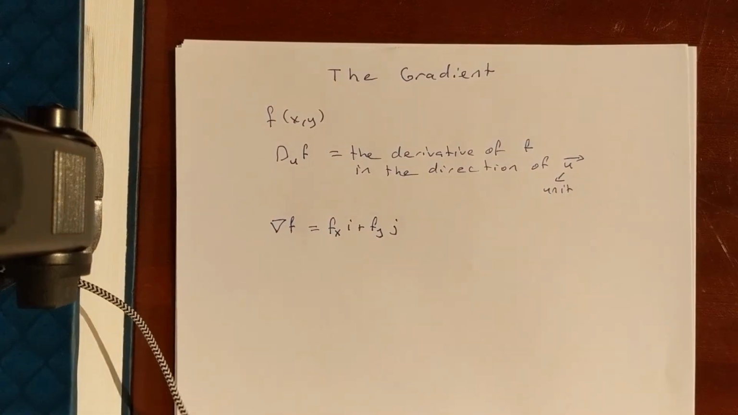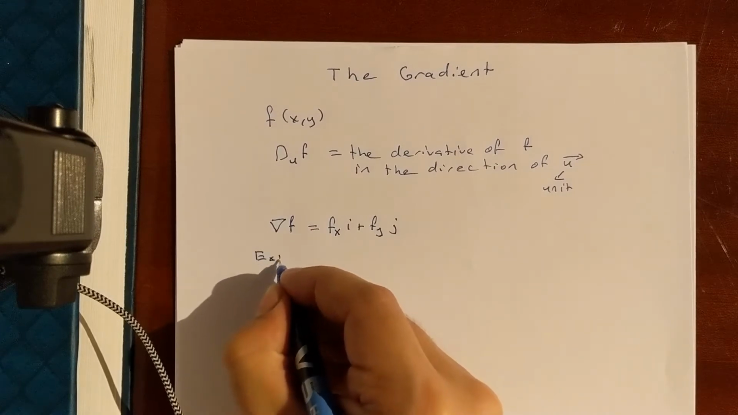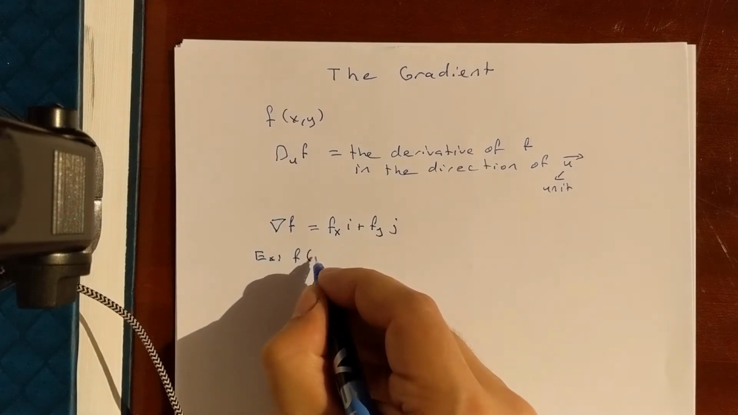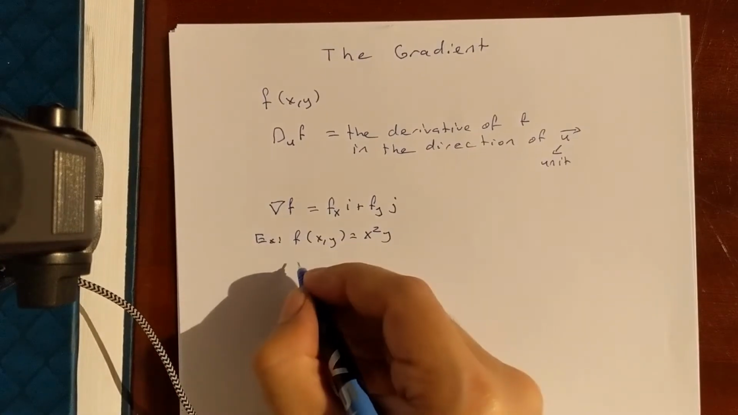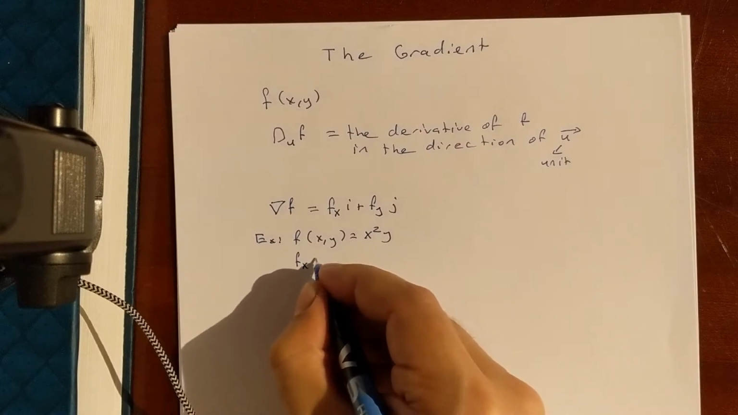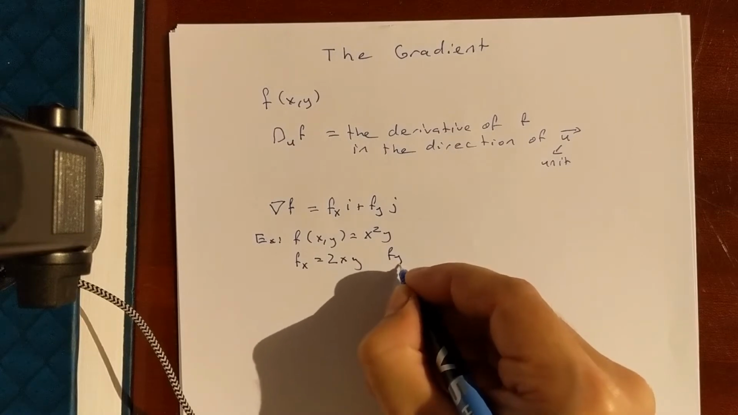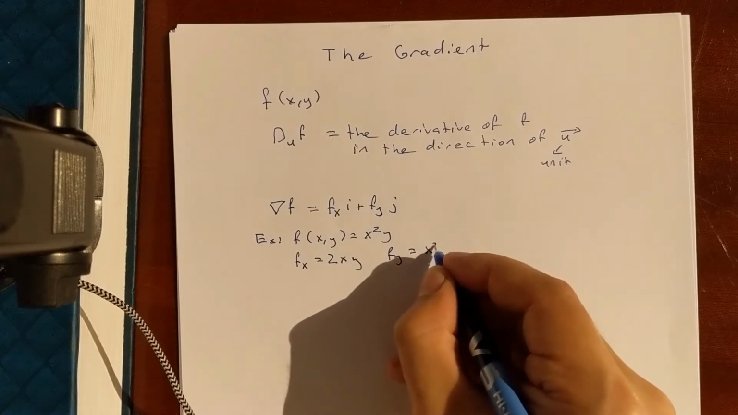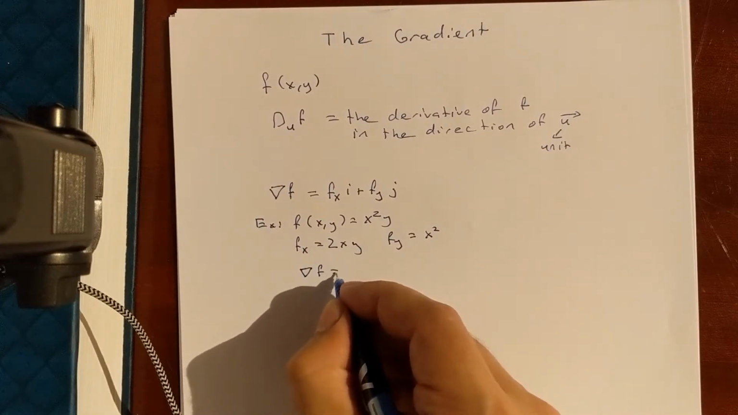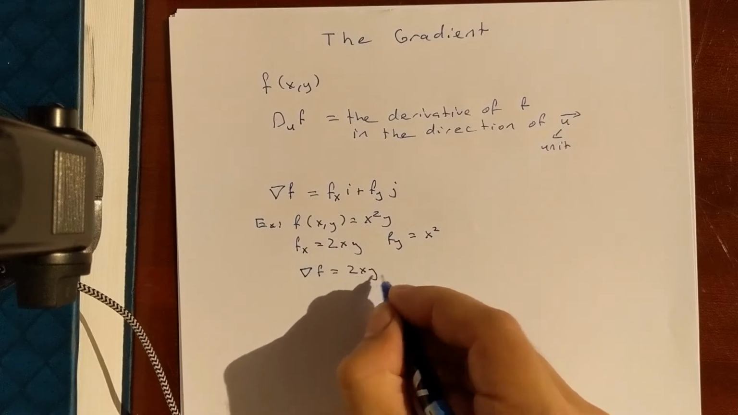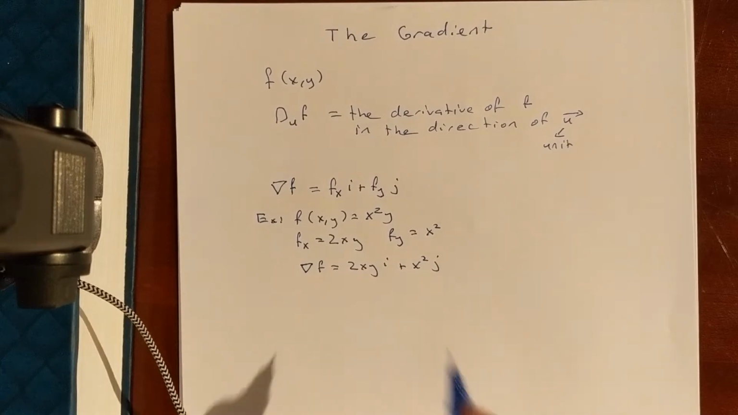Now, I want to be a little bit careful here. So, for example, if we look at our old function, we had the example f of x, y equal to, I think we did x squared y. From here, we get that f sub x is just going to be 2xy, and f sub y is going to be just x squared. So gradient of f is going to be 2xy i plus x squared j. Now, this is not a vector, right?